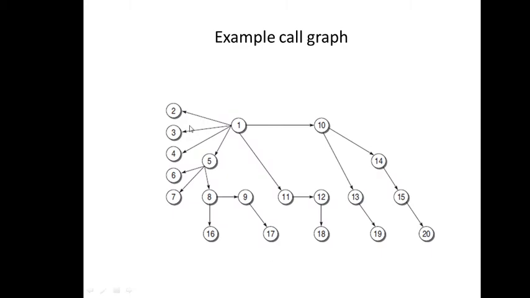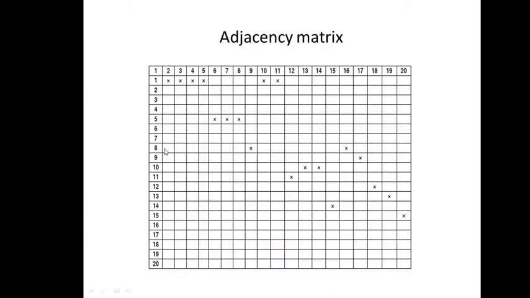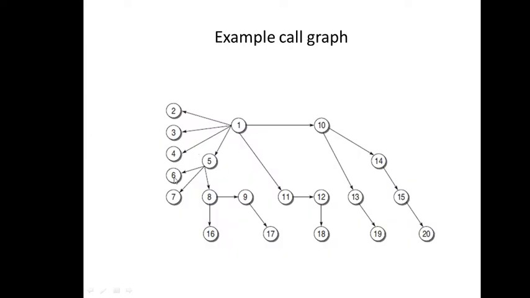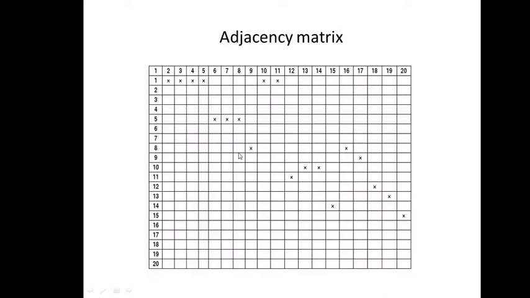After that, 2 is a sink node. It's not calling anyone. 3, nobody. 4, nobody. But yes, 5 calls or invokes 6, 7 and 8. So 5 calls 6, 7 and 8, and we mark a cross here. Then 6 is a sink node, sink node meaning termination node. 7 calls nobody. Now 8 calls 9 and 16. So this is how we are going to prepare this adjacency matrix.